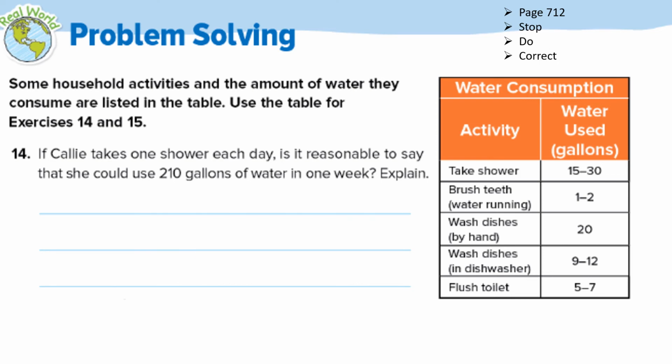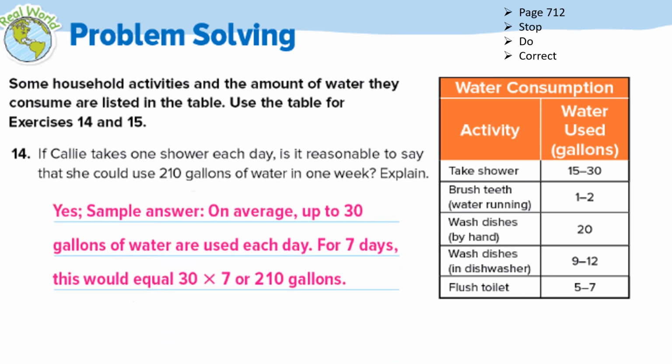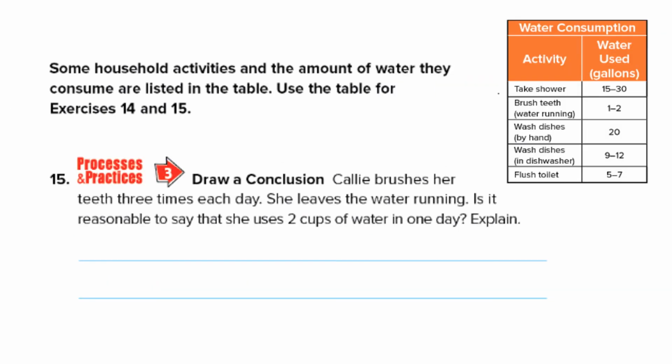Some household activities and the amount of water they consume are listed in the table. Use the table for exercises 14 and 15. So, my friends, if Callie takes 1 shower each day, is it reasonable to say that she could use 210 gallons of water in 1 week? And the answer would be yes. If you average and you go up to 30 times 7 is 210. She could do it from 15 to 30, so the largest amount would be 30.